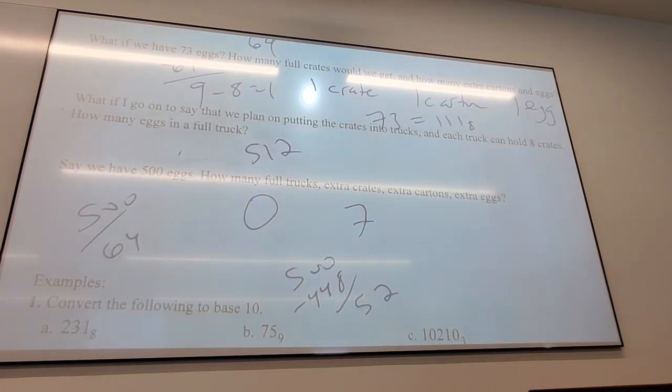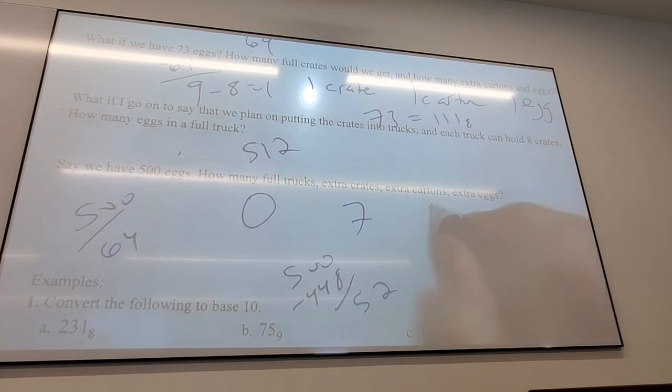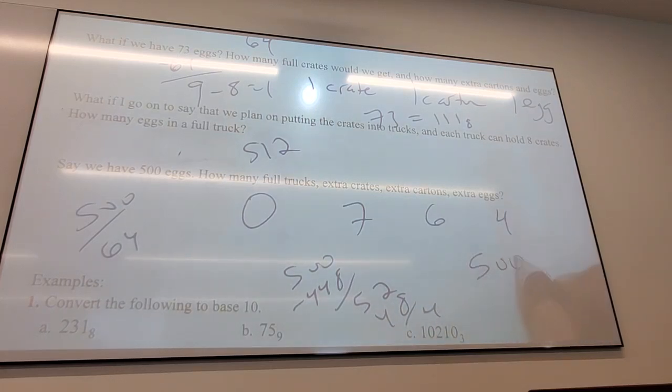You guys with me? So how many cartons could I fill then? Every carton has 8. Yeah, 6. I could fill 6 cartons. That's 48. So I have 4 left over. So 4 eggs left over. So 500 base 10 is 764 base 8.